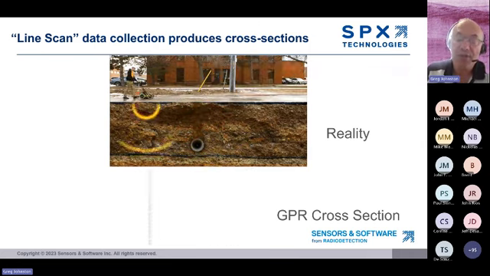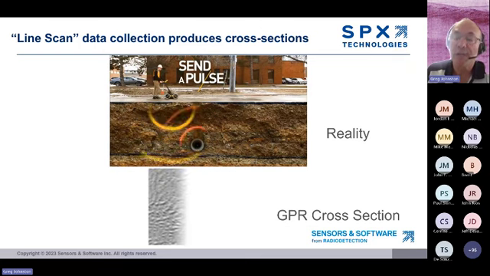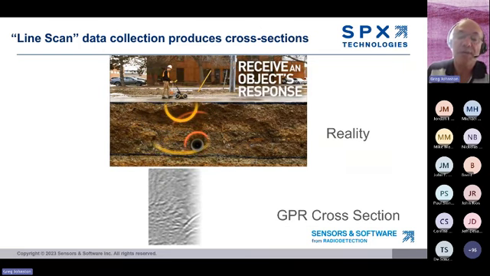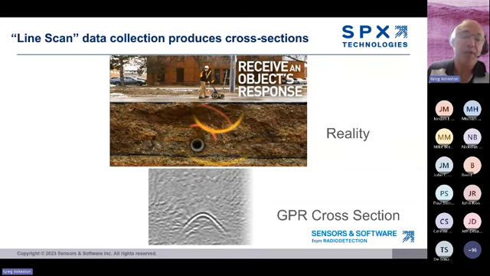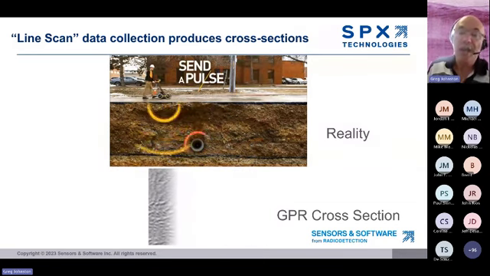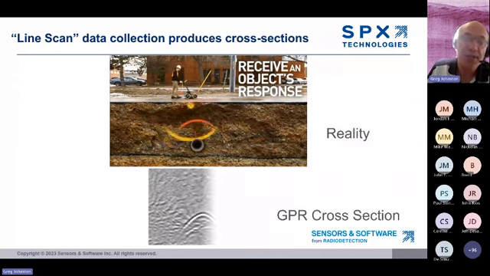It produces a cross-sectional image, a vertical slice under the GPR survey path. This is an example of it here. You will see lots of GPR cross-sections in this presentation.